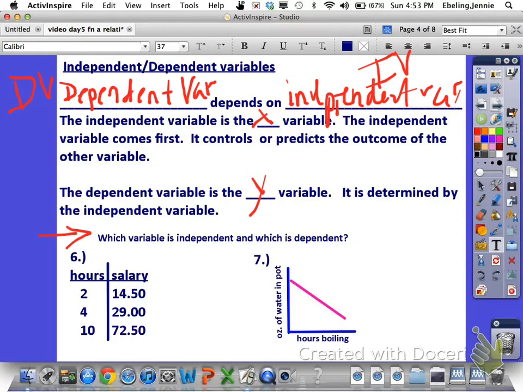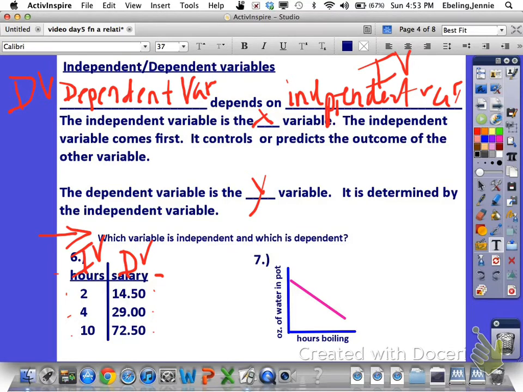At the bottom here, I have two examples that we want to take a look at. We want to be able to identify what's the independent variable and the dependent variable. Well, in number 6, if I'm talking about the hours and the salary, look at my hours. I go from 2 to 4 to 10, and look at my salary amount. It's increasing. The more hours I work, the more salary I get. So in this situation, my independent variable would be my hours. My dependent variable is my salary. My salary depends upon how many hours I work.